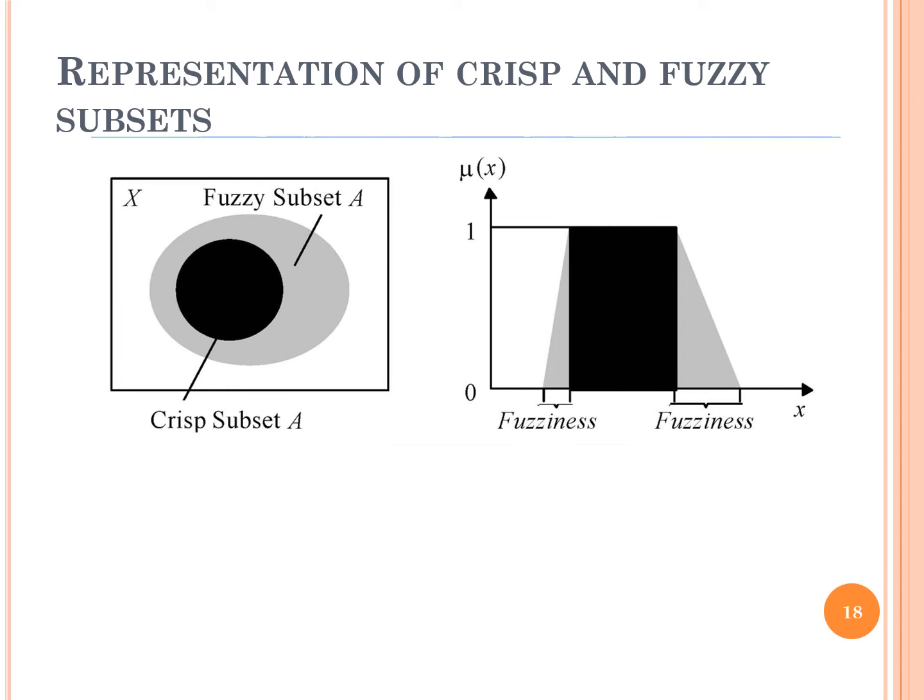Okay, now we represent the crisp and fuzzy subsets. Okay, this is in crisp. We have X, height of tall. We have a fuzzy subset and then a crisp subset of A. It is how we represent it.